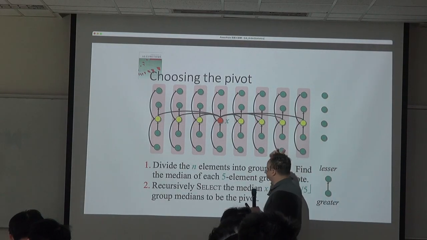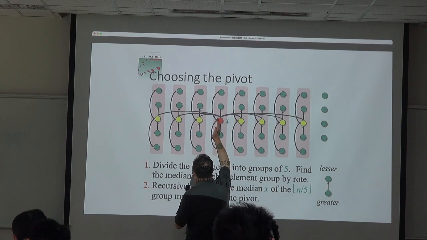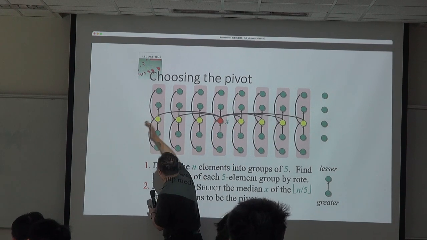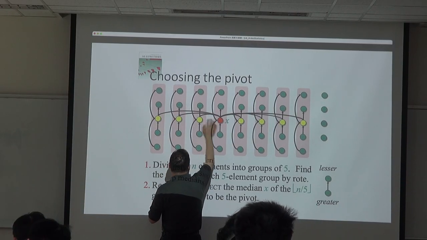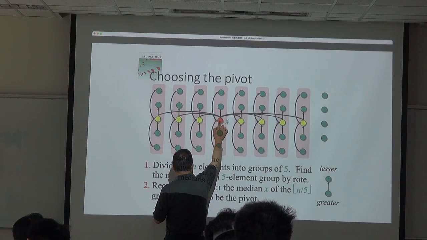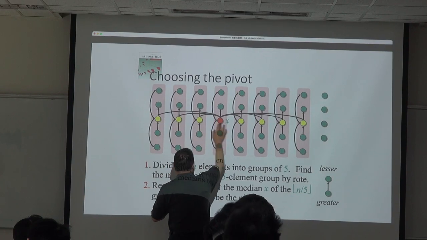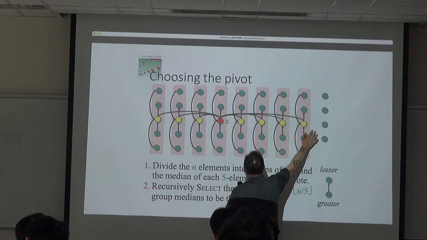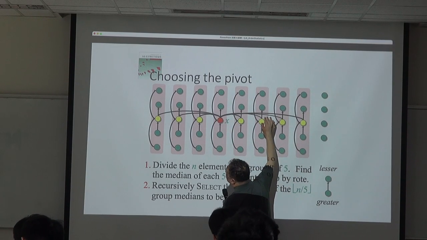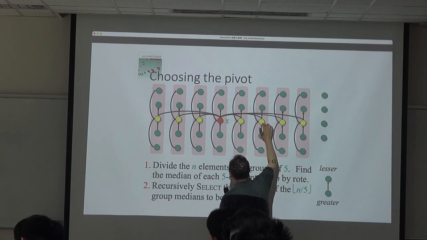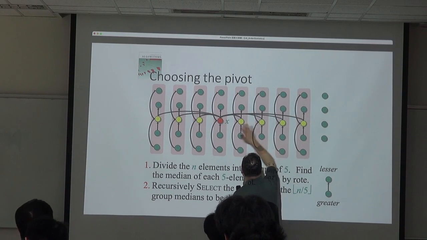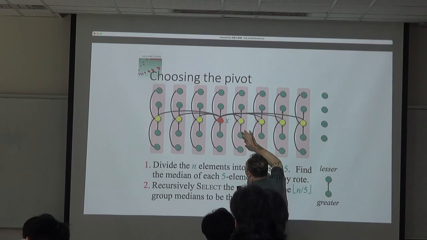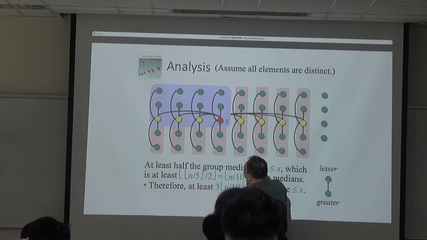Like we are assuming all the medians on the left-hand side happen to be smaller than this red element, and all the medians on the right-hand side happen to be... I'm sorry. Which is, yeah, I believe all elements on the right-hand side happen to be larger, or the other way around. Let me check. Yeah, this is.